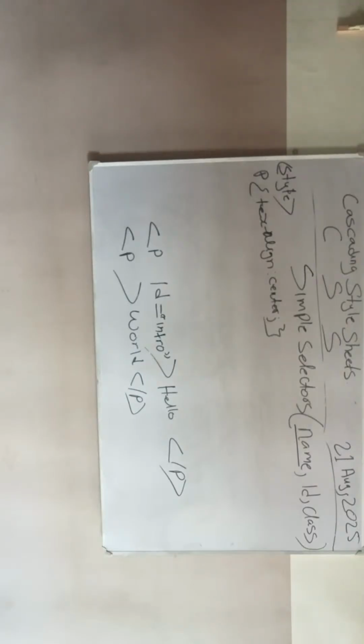Take 1001. You can have 1001 in this class, but you cannot have another 1001 in this class. Another class in Ghana can have 1001, and the next person will get 1002. So the IDs are unique in a particular web page. You understand?